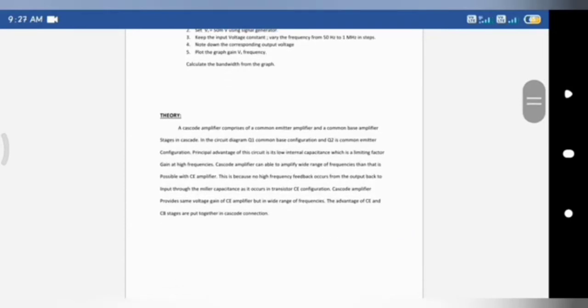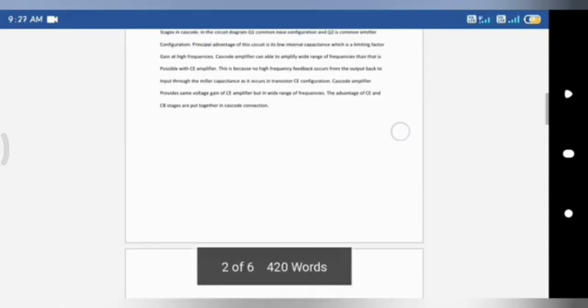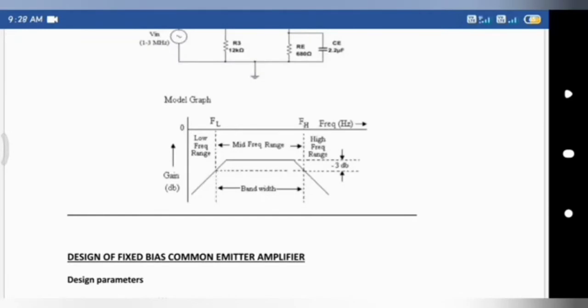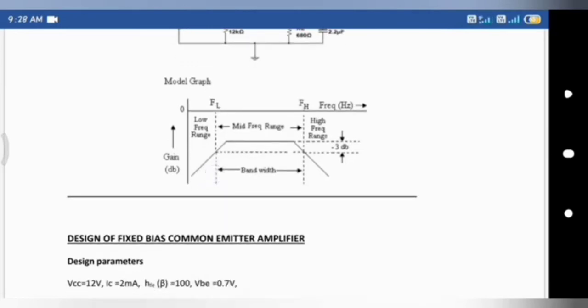Generally, the cascade amplifier consists of two amplifiers. One is common base configuration and the other is common emitter configuration. This graph represents the frequency response of the cascade amplifier. Generally, the gain constantly increases and goes to constant, and after a certain time, the gain decreases again. This mid-frequency range is called the bandwidth of the cascade amplifier.